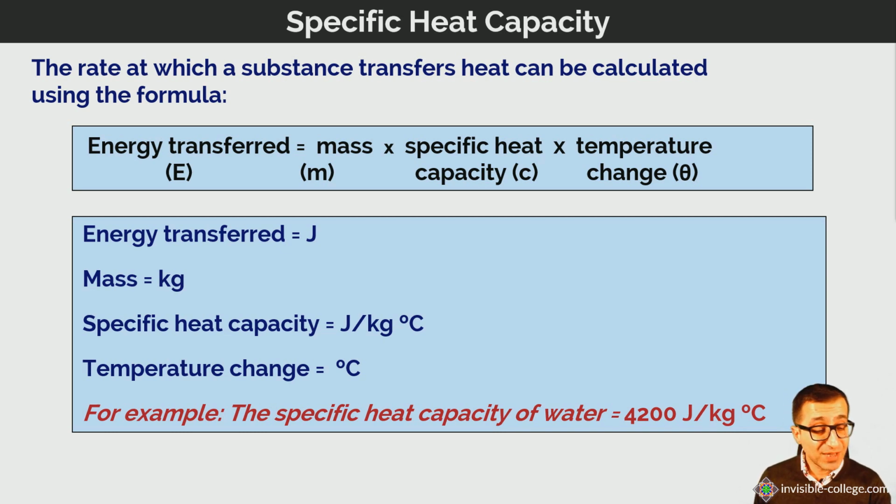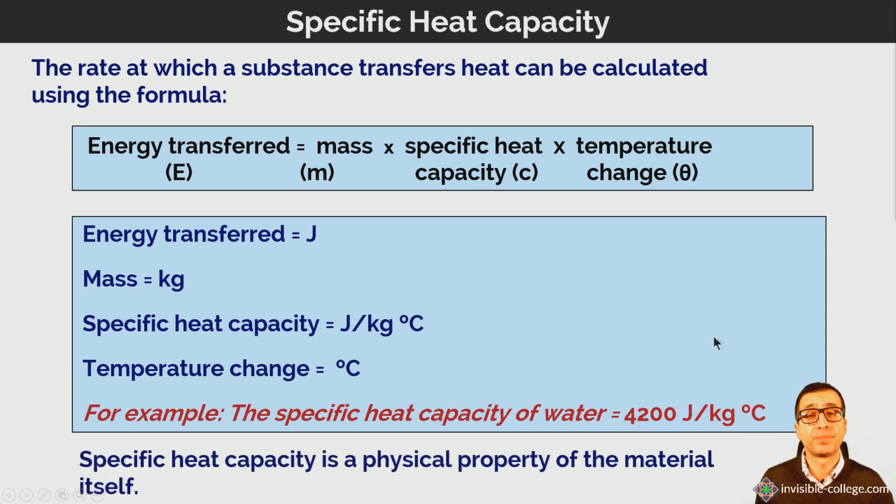So, for example, the specific heat capacity of water is 4,200 joules per kilogram degree centigrade. So this tells us that we need 4,200 joules of heat energy to be transferred to 1 kilogram of water to raise its temperature by 1 degree centigrade. So specific heat capacity is a physical property of the material itself.